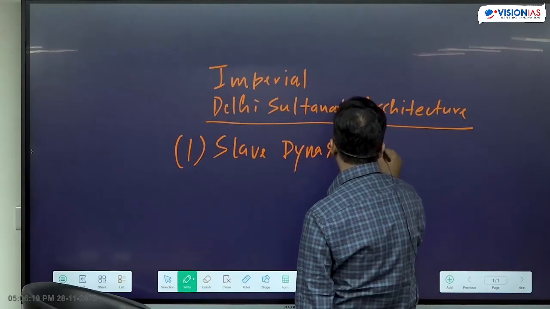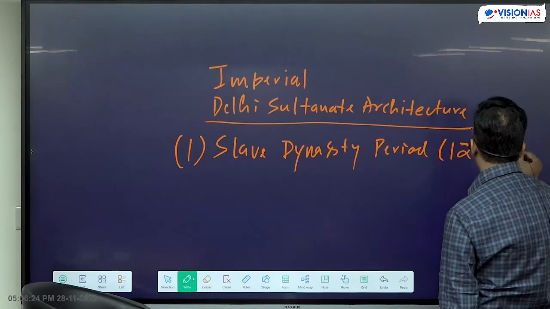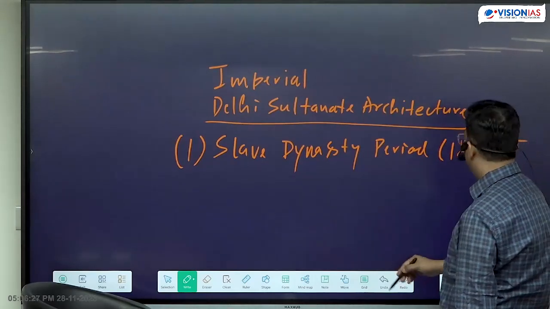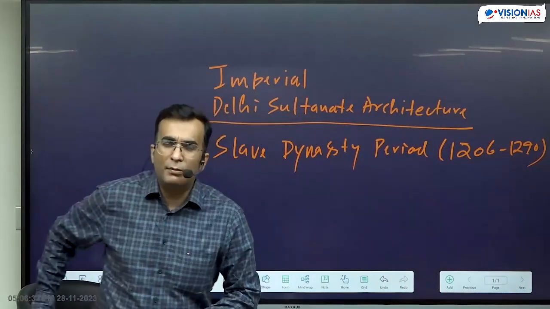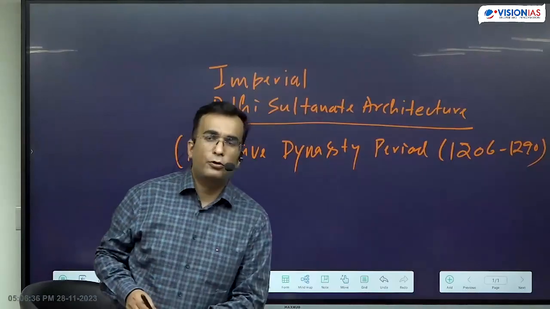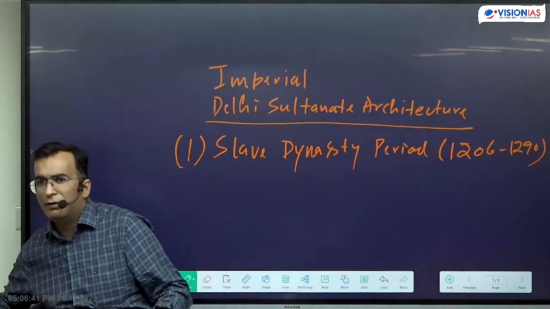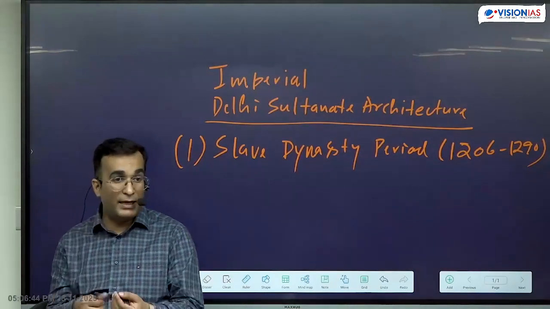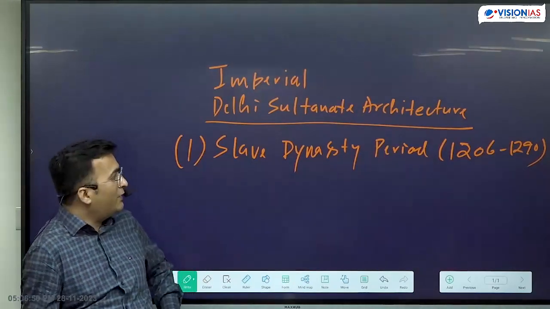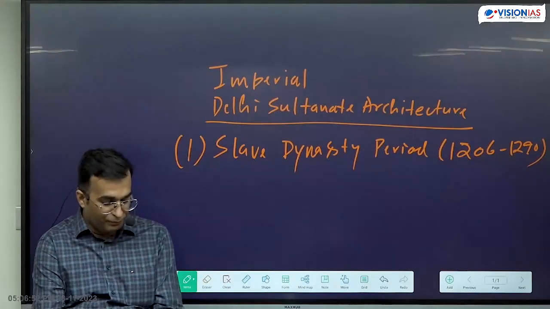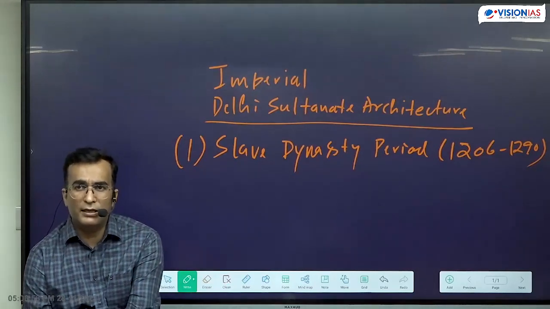So as far as this period is concerned, what happened at this point of time? This is the time when the conversion of the buildings happened. The Delhi Sultanate was established in 1206 by Qutbuddin Aibak, and in 1210 he died because he was playing some game, fell from the horse and died. So 1206 to 1290 was the period of the slave dynasty, and this time they converted some of the existing religious buildings into Islamic premises.